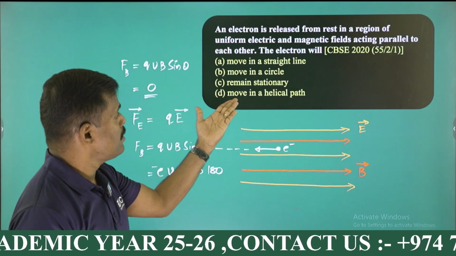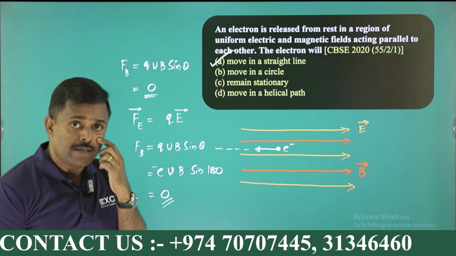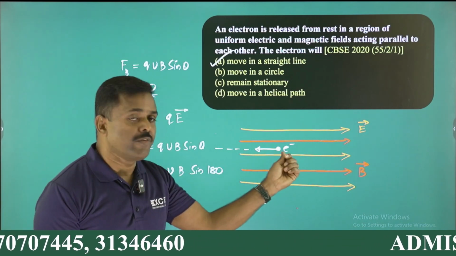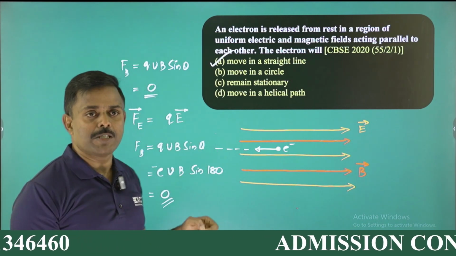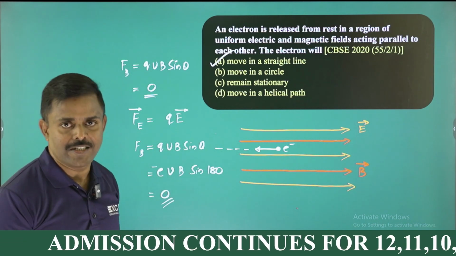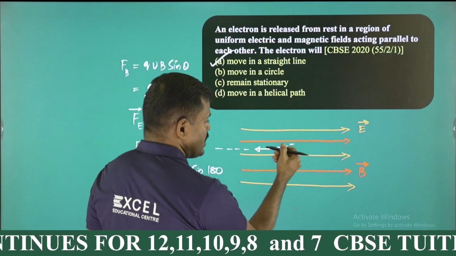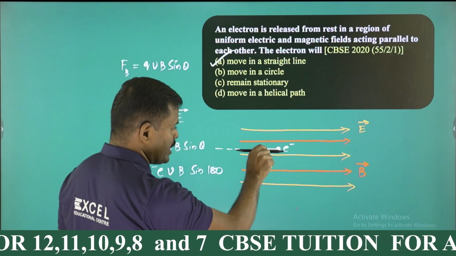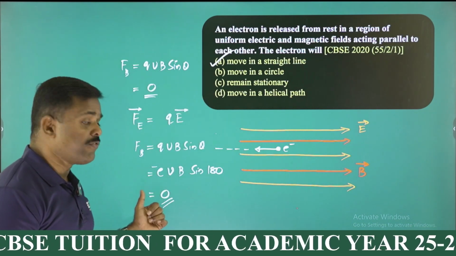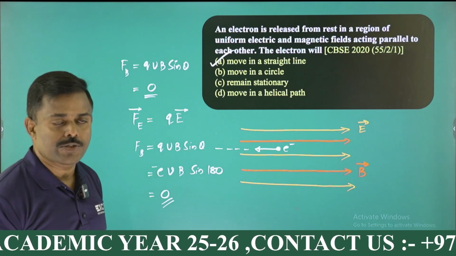So let us look at the options: move in a straight line, move in a circle, remain stationary, move in a helical path. Obviously, it will move in a straight line. I'll recap it one more time. Electrostatic force causes the particle to move in a straight line. So now it is moving, and it must be acted upon by a magnetic force, QVB sine theta. But as you can see, theta is 180 here. It is moving to the left, whereas the magnetic field is to the right, so the angle is 180. Sine 180 is equal to 0. So the magnetic force is not acting on the particle. Only the electric force is in action, which means the particle will move in a straight line.